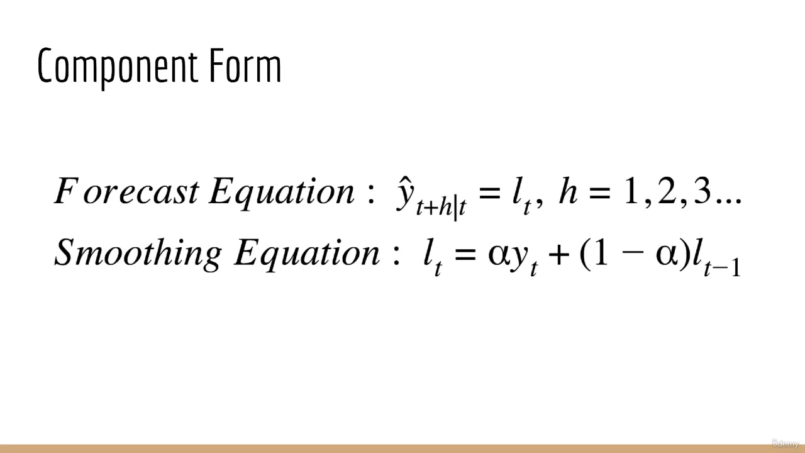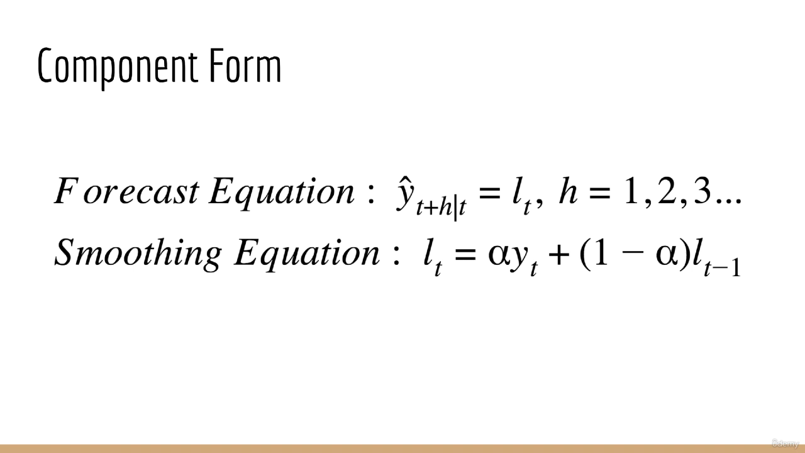The next step is to express the simple exponential smoothing model in what is called component form. This will make it seem like overkill at this point because there is only a single component. However, the Holt-Winters model contains multiple components, which is where this becomes useful. So in this form, the forecast equation looks as follows. We say that y hat at time t plus h given t is equal to L of t. That is, the forecast at an arbitrary h steps ahead is equal to L of t, whatever that is.